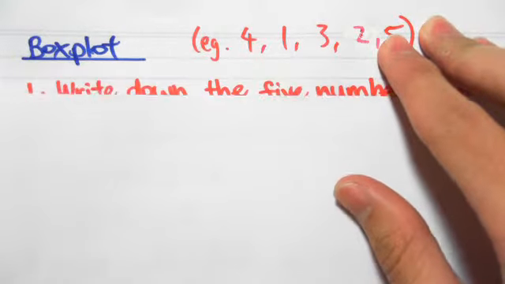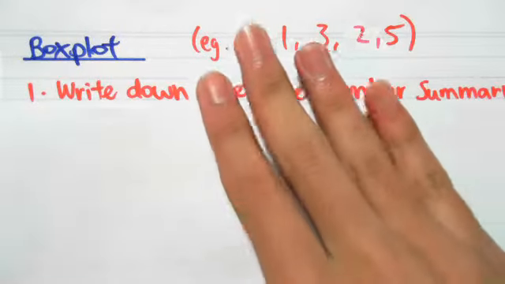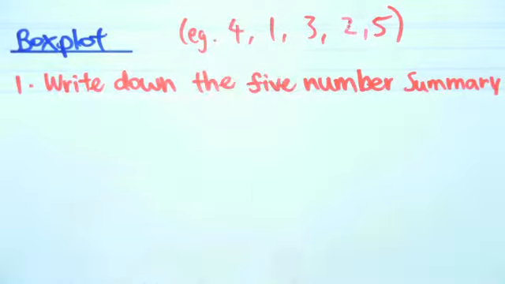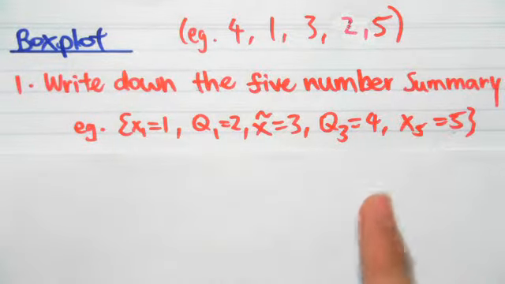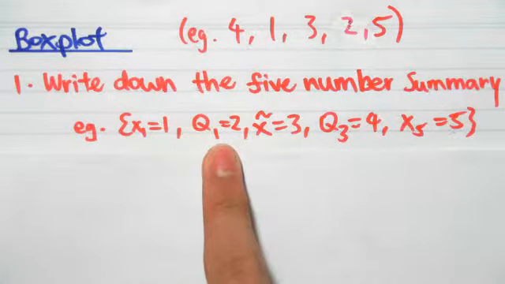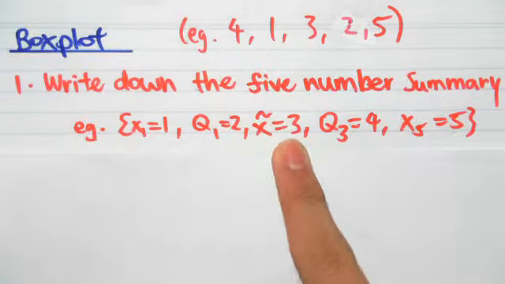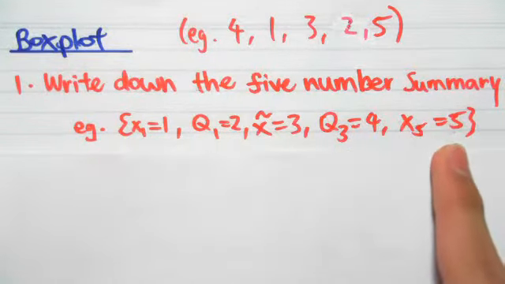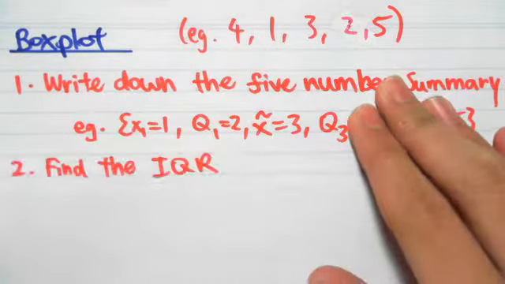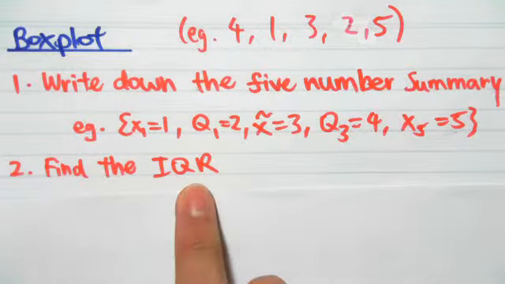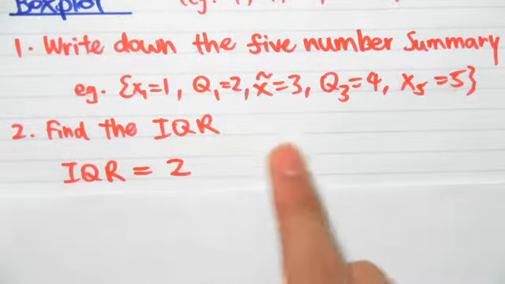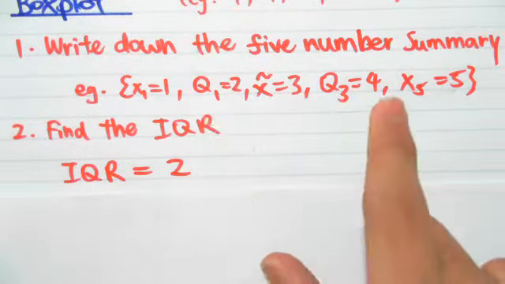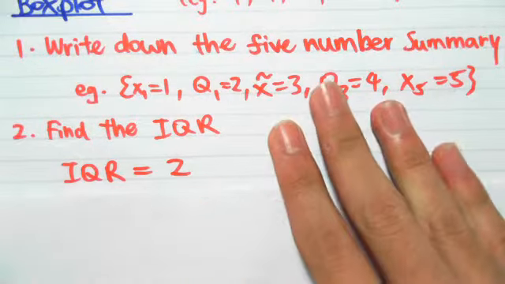The first thing you do is write down the 5-number summary, which we determined in the previous video. The minimum was 1, the lower quartile was 2, the median was 3, the upper quartile is 4, and the maximum is 5. Afterwards we find the IQR, which we found was 2. The IQR is Q3 minus Q1, which is 4 minus 2, equal to 2.